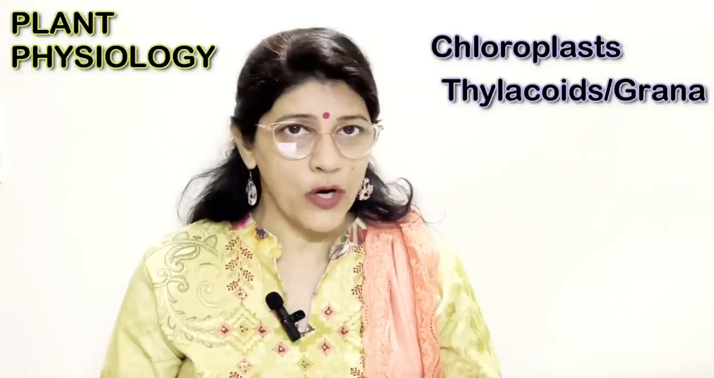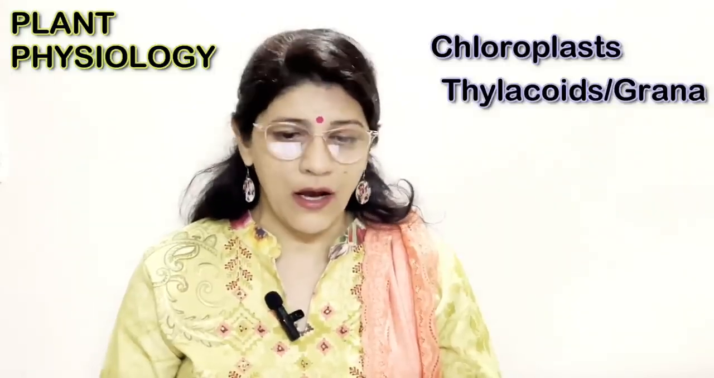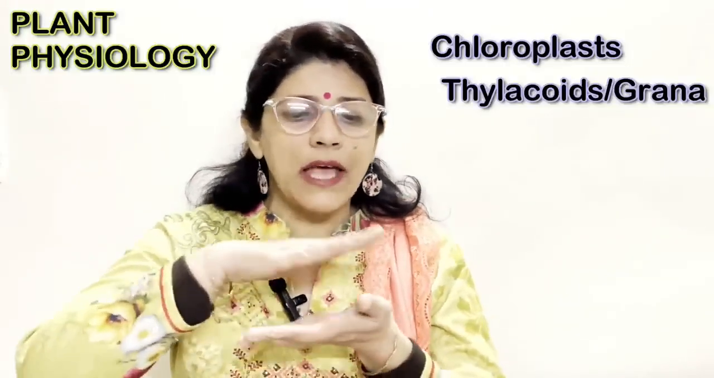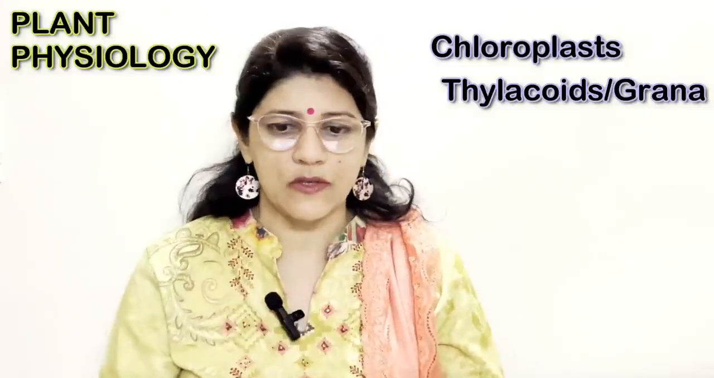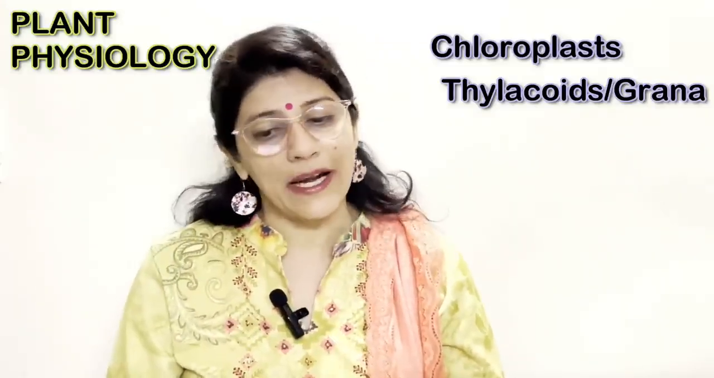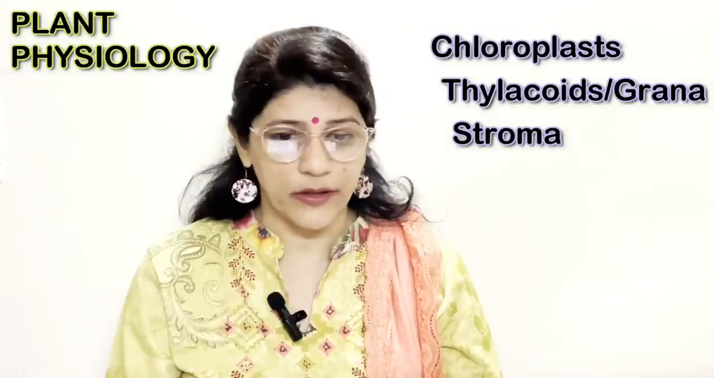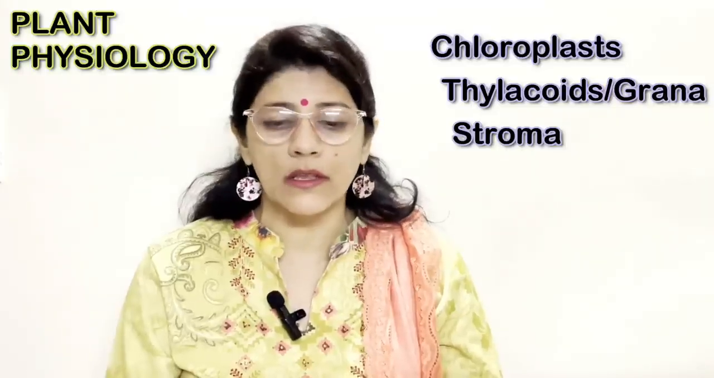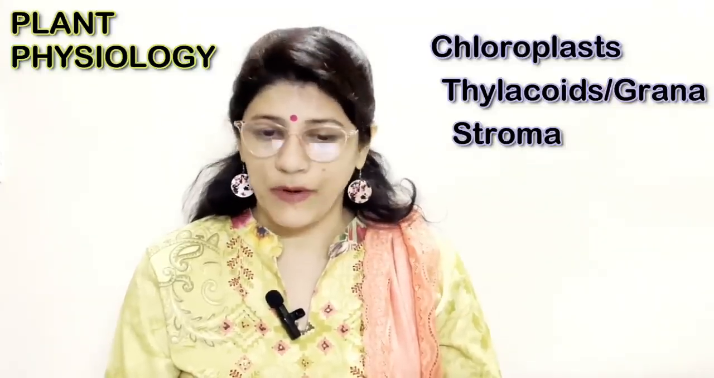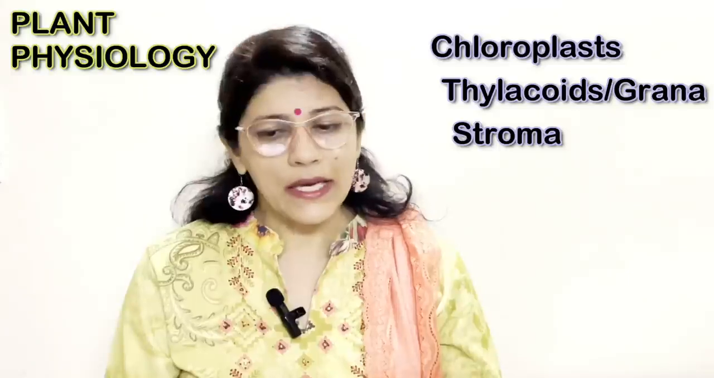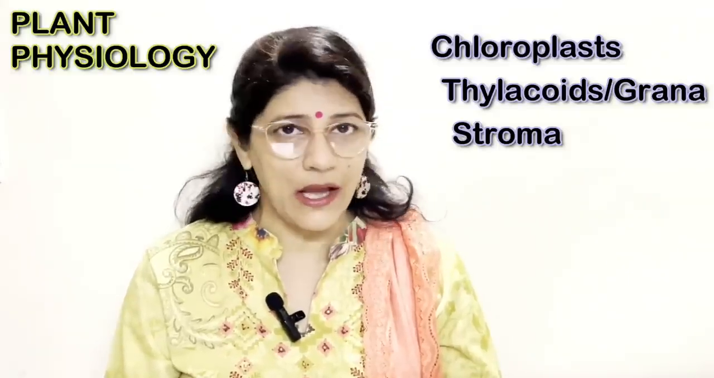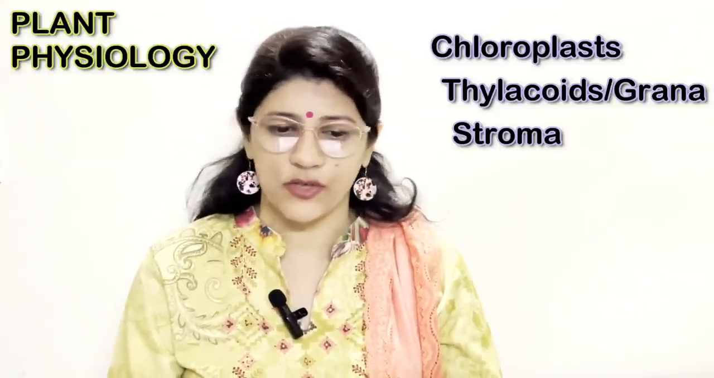Next is thylakoids, or you can also say grana. Its location is closely packed flattened sacs present in chloroplast. And function is site of light reaction. Stroma. Next structure is colorless ground substance present in the chloroplast, and function is site of light independent reaction. Here you should not write dark reaction, write light independent reaction.